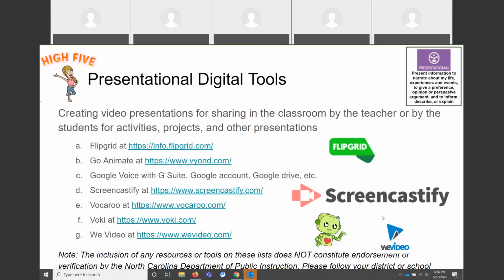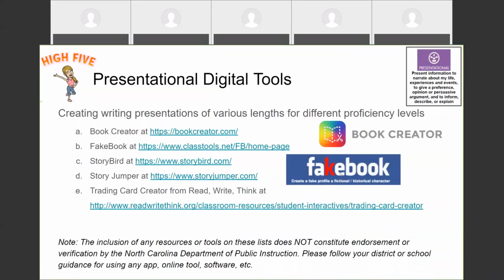If we want to take a look at presentational writing, there are some tools that are really great for that as well. And these can be for presentations of various lengths, various proficiency levels, depending on where they are. Book Creator, Fake Book where you create sort of a fake Facebook page, Storybird, StoryJumper, and Trading Card Creator from ReadWriteThink. And they always enjoy the fake social media pages, to be able to create that with the target language. It's always a lot of fun.